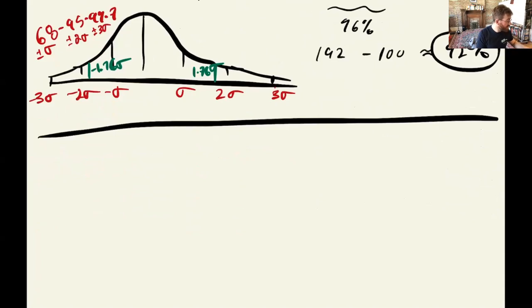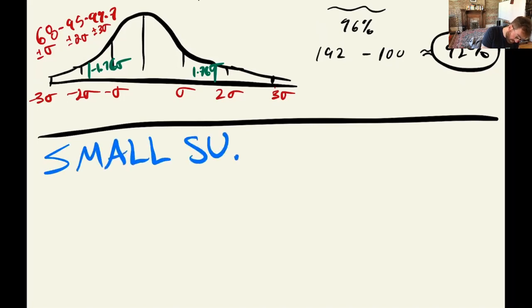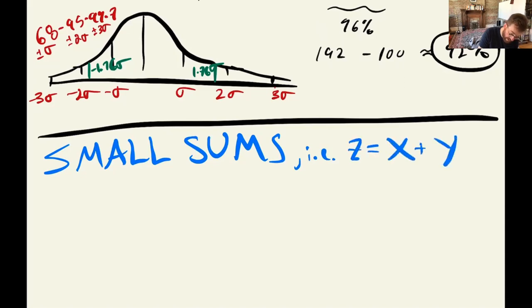I want to emphasize something, which is that we so far have been taking some building block random variables and then looking at their sums. And when the sum is large, that value ends up being normally distributed. So meaning when the number of terms involved in the sum is large, then that looks normally distributed. So what happens for small sums? I.e., suppose I have two random variables and I use them to define a third random variable, z.